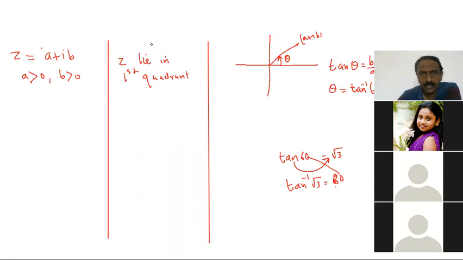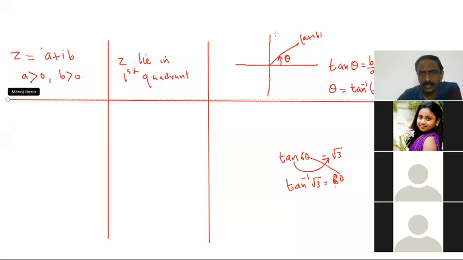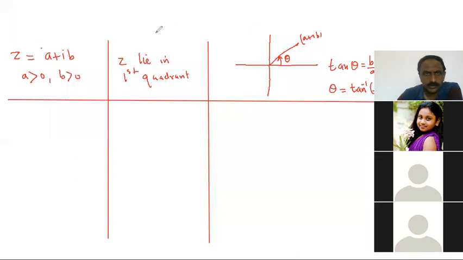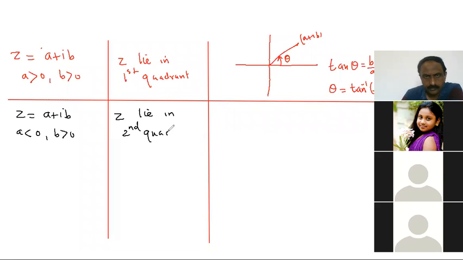If the complex number lies in the second quadrant, let's see what our formula will be. You have to make this table, but after I complete. So z lies in the second quadrant. In that case, a will be negative and b will be positive. Then z will lie in the second quadrant. If z lies in the second quadrant, my diagram would be like this.